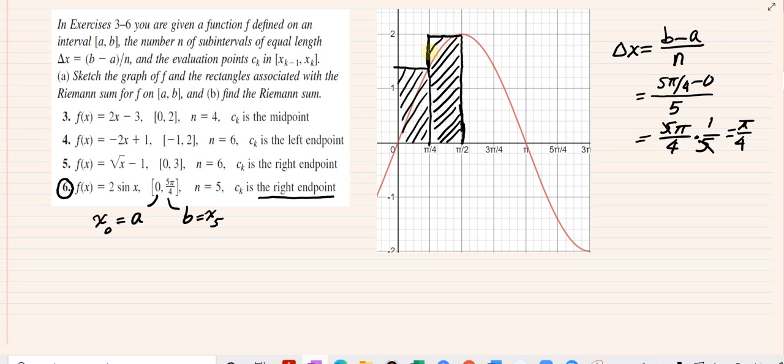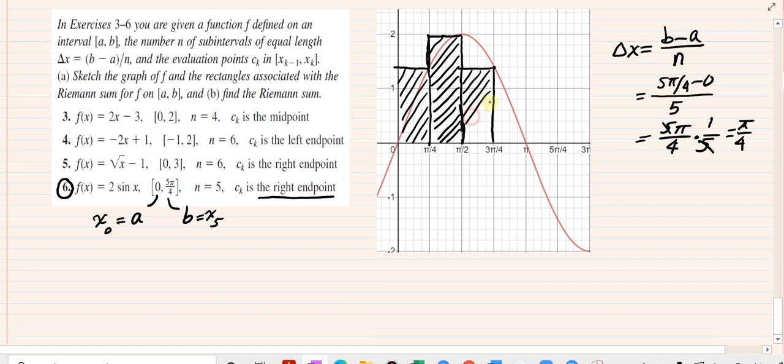Now at 3 pi over 4, that's another delta x. Again, we go up until we cross the curve. It touches the curve at the point you just saw up here. You extend to the left. And this rectangle is actually underestimating, right? It's underestimating by that region. So we're hoping that these overages and underages kind of even out.